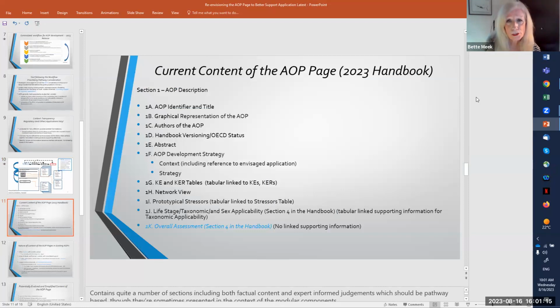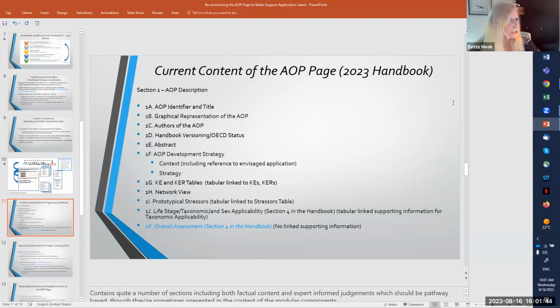So this is the current content of the AOP page based on the 2023 handbook. It contains a relatively large number of sections that include both factual content and expert-informed judgments. To the extent possible, those expert-informed judgments should be pathway-based for the AOP page, but they're sometimes presented in the context of the modular components.